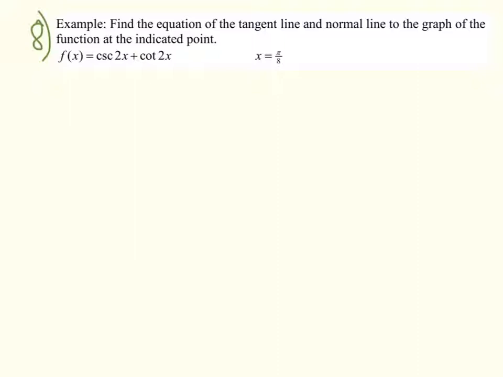So find the equation of the tangent line and the normal line. So anytime they're asking us to write the equation of a line, we need two things, right? We need a point, and we need that slope. Okay, so first of all, we're going to worry about the point. So we have our x value is pi over 8. So we need our y value. So that means I need to take the function that's given and plug in pi over 8 for x.